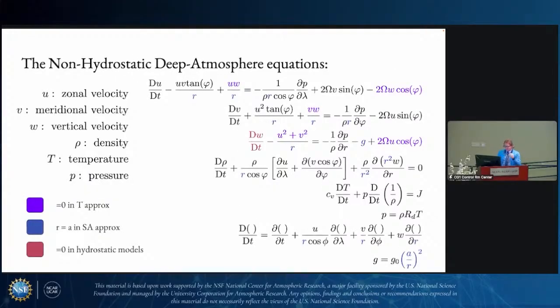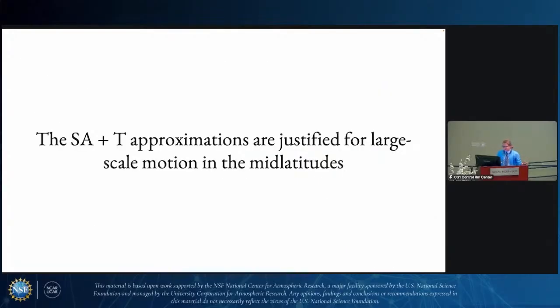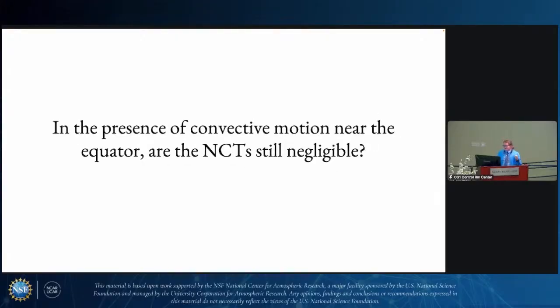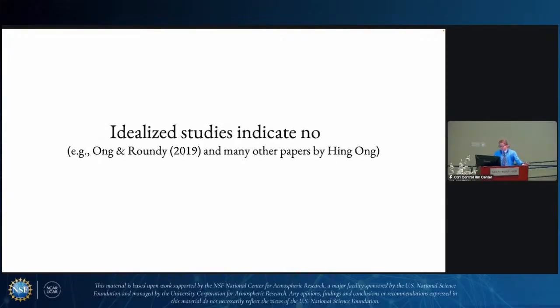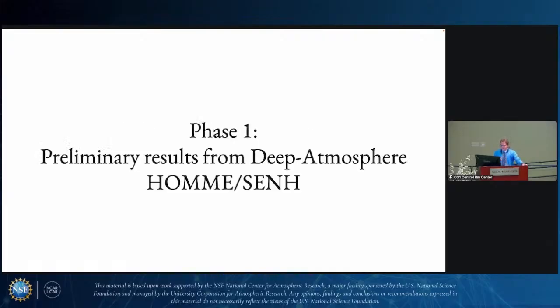So these are what the equations end up looking like, and I can talk about them offline if you'd like. But these two approximations are justified for large-scale motion in the mid-latitudes, but in the presence of convective motion near the equator, can we still discard these non-traditional Coriolis terms? Idealized studies indicate no. For example, Hengong's work, who will be speaking after me. And what I want to talk about today are preliminary results from the deep atmosphere HOMME, or SE non-hydrostatic dynamical core in aquaplanets.